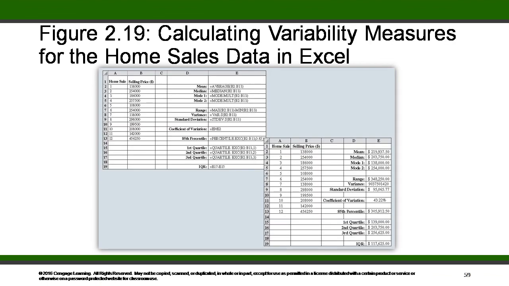Calculating the variability measures in Excel. The range can be calculated in Excel using the MAX and MIN functions. The range value in cell E7 in this figure is calculated using the formula equals MAX(B2:B13) minus MIN(B2:B13). This subtracts the smallest value in the range B2 to B13 from the largest value in the range B2 to B13.